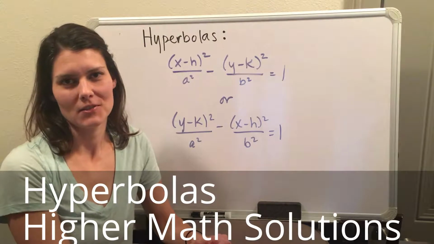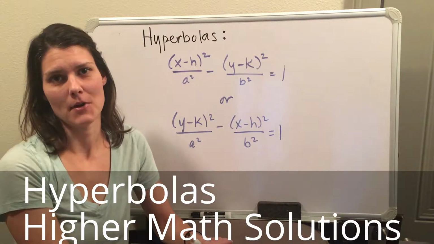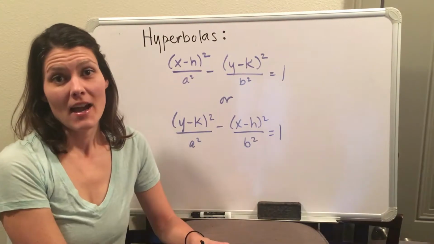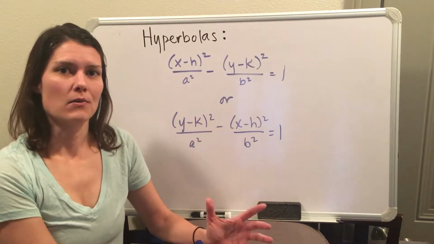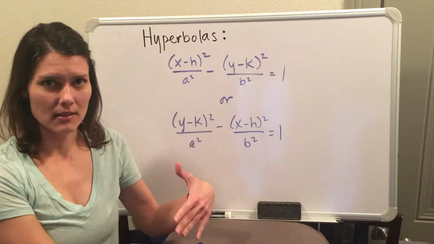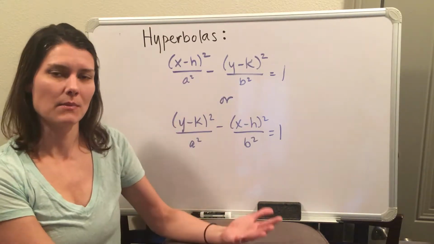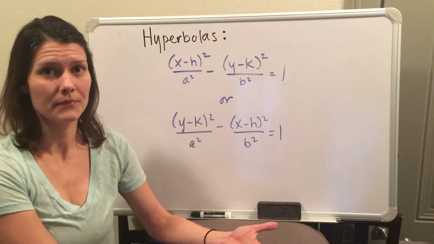This week's tutorial is going to go over how to graph and label parts of hyperbolas. A hyperbola is a type of conic. So if you have a three-dimensional cone and you take a plane and you slice it in specific ways, one of these shapes that you can get is what we call a hyperbola.